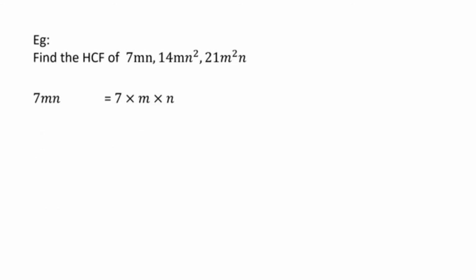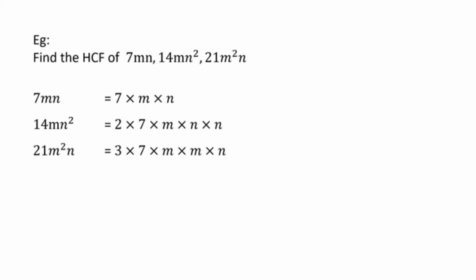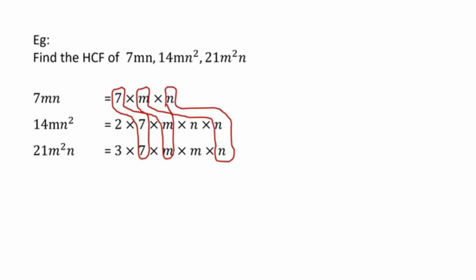Let's look into another example. Now in this case, it is 7mn, 14mn squared and 21m squared n. So here 7mn can be written like this. 7 is a prime number, so 7 I have written as it is. And then 14 I have written as 2 into 7 into m into n, and then 21 like this. Now if you see here carefully, what is common? 7 is common, m is common, and n is common in all the three terms. So our HCF becomes 7mn.